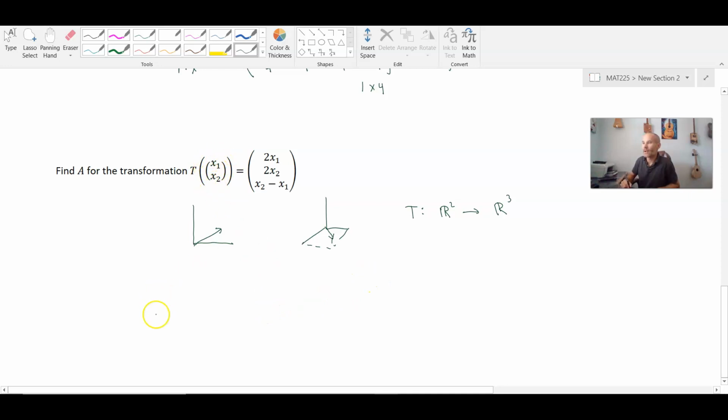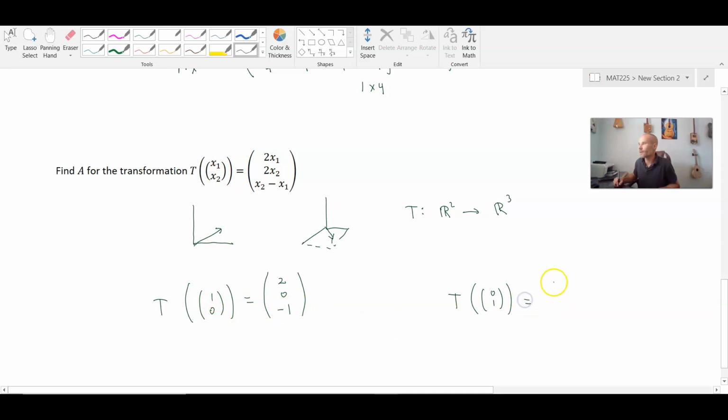So here we need to transform two vectors because we're starting off in two dimensions. So we're going to transform the standard basis vector 1, 0, and we're also going to transform the standard basis vector 0, 1. And the transformation of 1, 0, well, let's see what that's going to look like. In the top component of this output R3 vector, in the top position, we have twice the x1 value. So the x1 value here is 1, twice that is 2. And then in the middle component, we're going to have twice the bottom value, and so twice 0 is 0. And then in the bottommost component, we're going to have x2 minus x1, which is going to be the bottom component minus the top. So 0 minus 1 is negative 1.